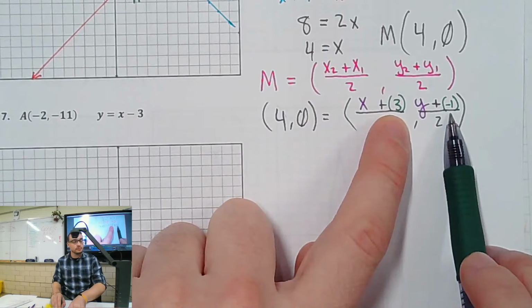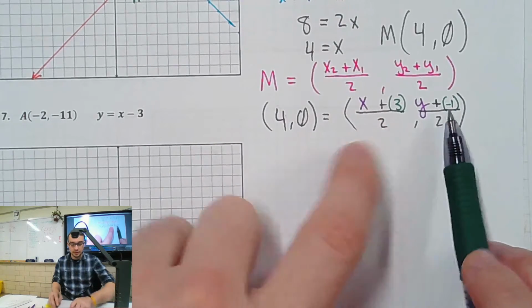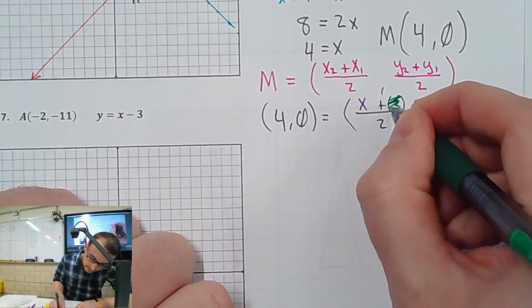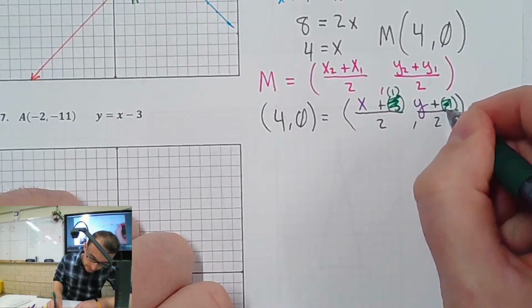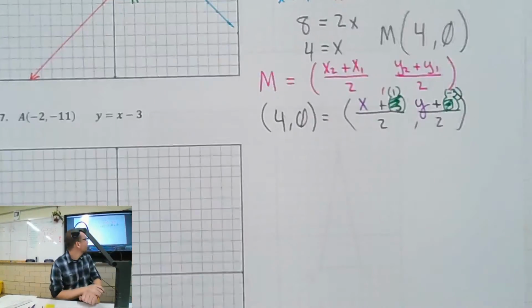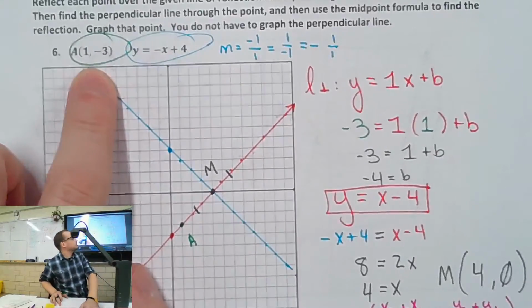Wait, wouldn't it be 1, negative 3? It is, thank you. That actually was not on purpose. Good catch. 1, negative 3, because this is 1, negative 3.